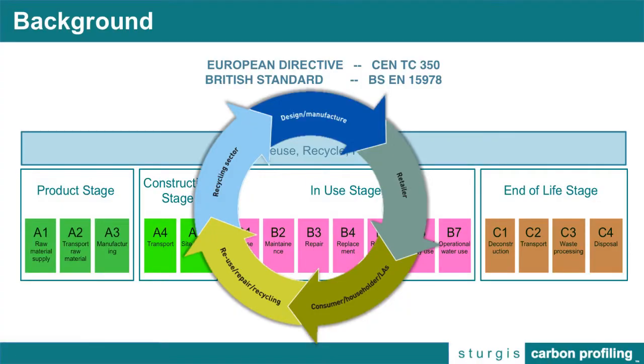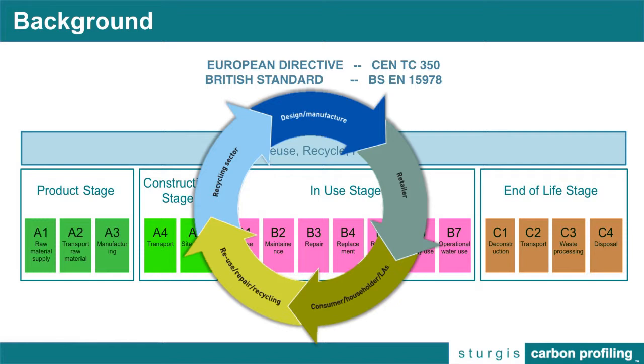What this is all based in is the British standard, which comes from a European directive, BS EN 15978, and that sets out how carbon emissions are reported. In fact, at an earlier talk, I was explaining how the RICS is producing a professional statement, which we are writing, to bring this into the mainstream in the UK in a much clearer fashion.